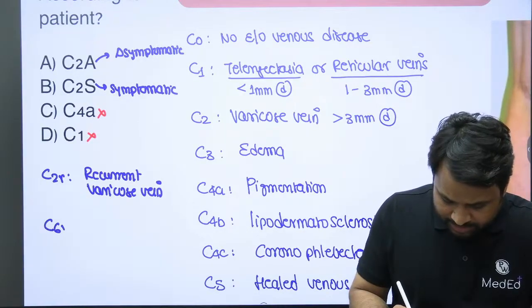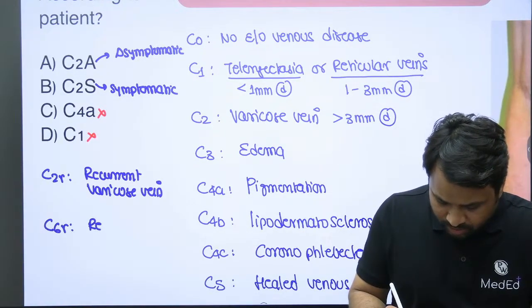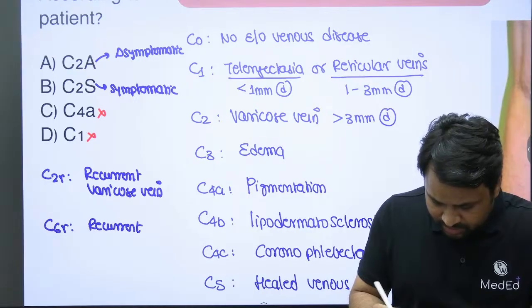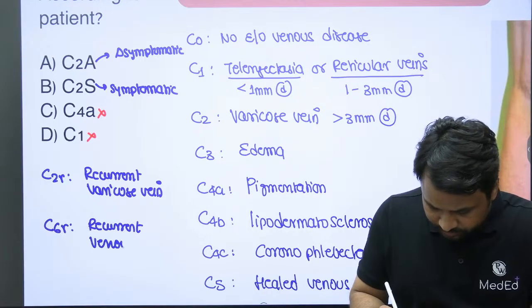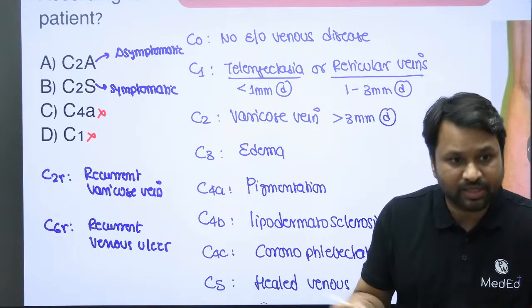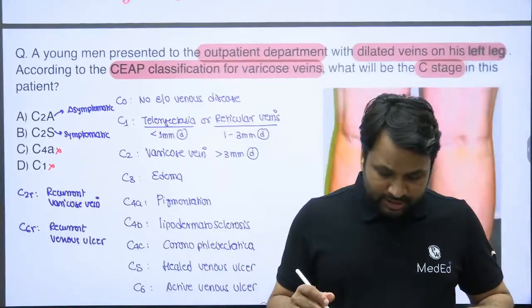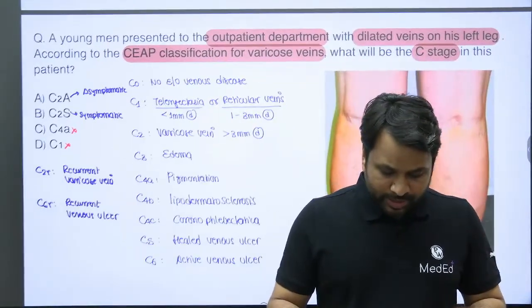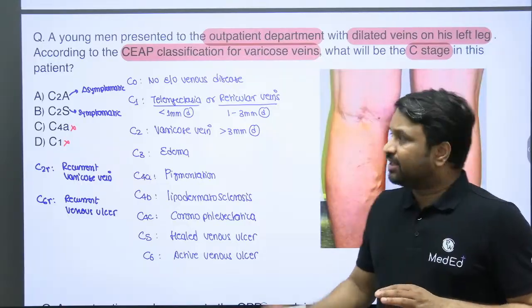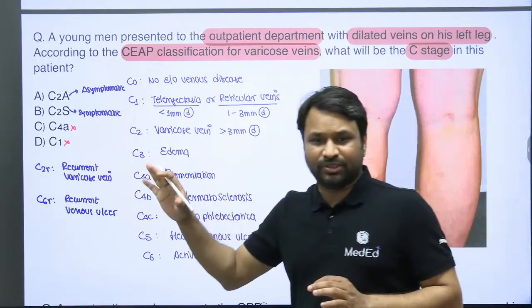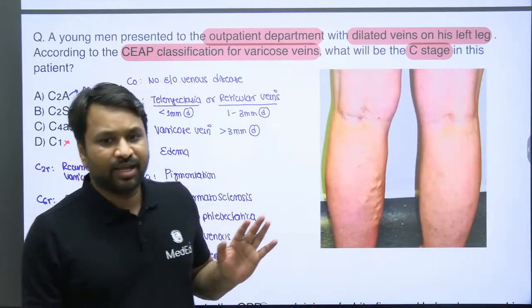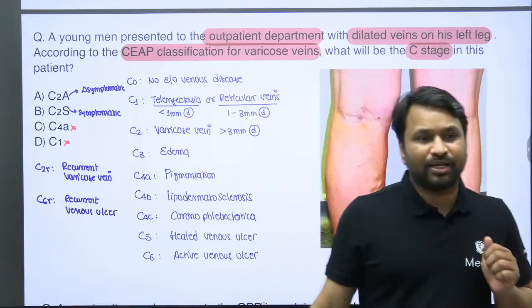And there's something called C6R, that is your recurrent venous ulcer. Do not forget about these. Now here the patient is presented to you in the outpatient with dilated veins on the left. There is no pain, no other symptoms. It is just the dilated veins. In that context, will you call it symptomatic or asymptomatic?